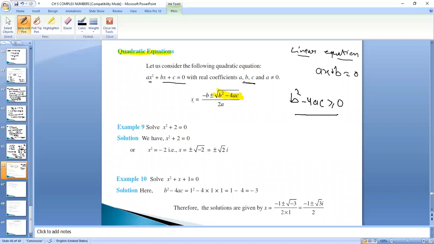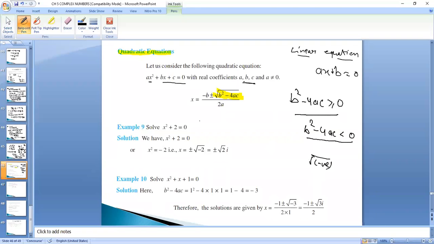Now we have x is equal to minus b plus minus root b square minus 4ac upon 2a. We will now have questions where the value b square minus 4ac is not greater than or equal to 0. This value can be less than 0 also. The only difference between the questions done in previous classes and now in plus one class is that earlier the discriminant was greater than 0, but now you can also have b square minus 4ac less than 0. That means the value inside the square root can be negative, right?